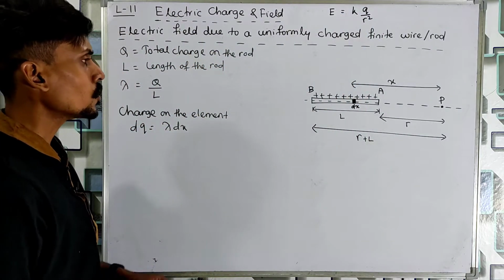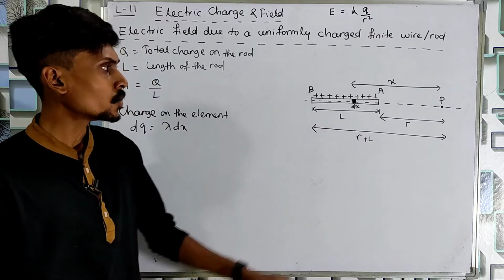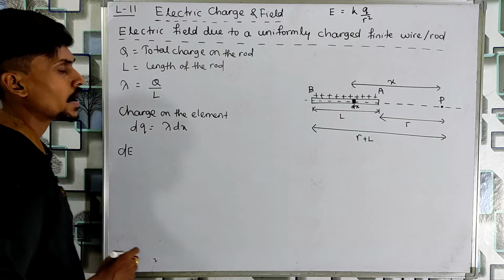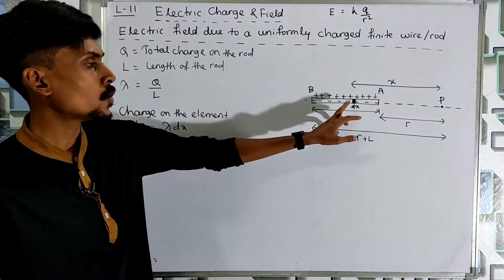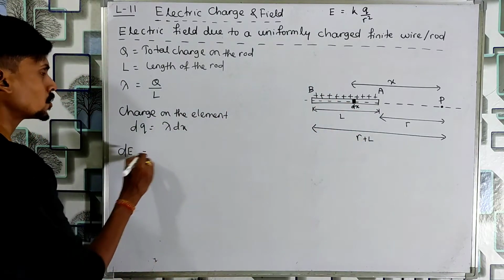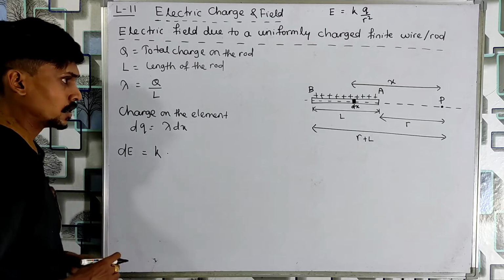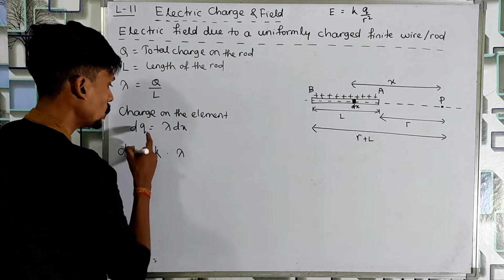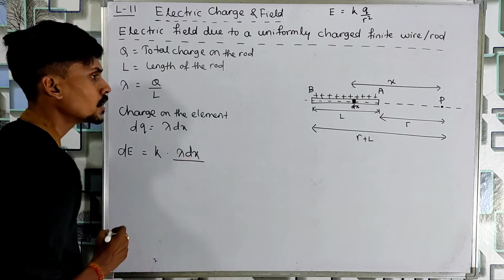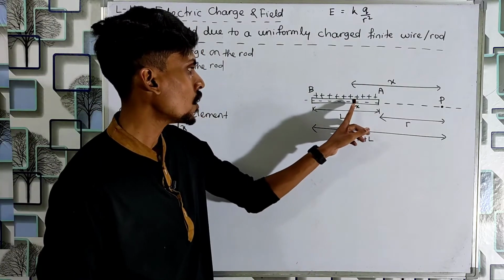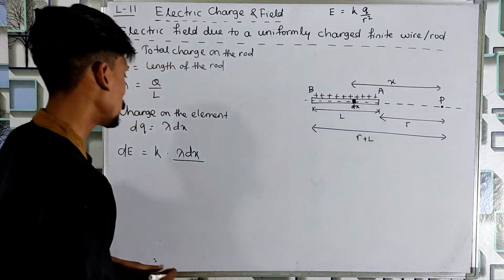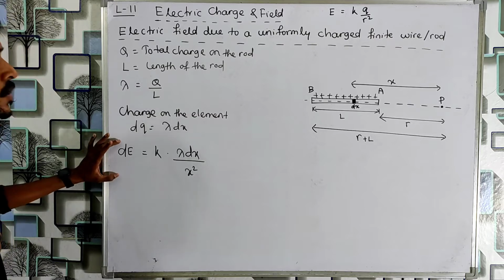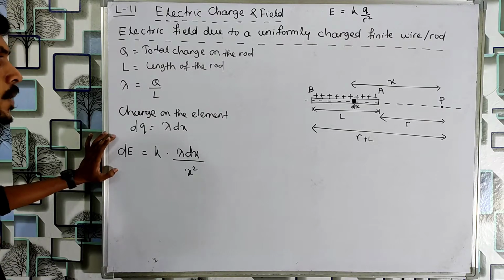So now let us write the expression for electric field due to this element. dE is the electric field at the point P due to the element whose thickness is dx. So dE will be how much? K into the amount of charge present on the element, which is dq, equal to lambda into dx, divided by distance square. The distance of the element from the point P is x, so I have to write x square here. Is that clear?